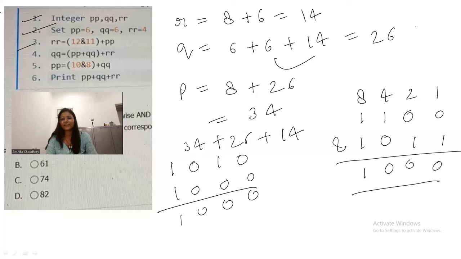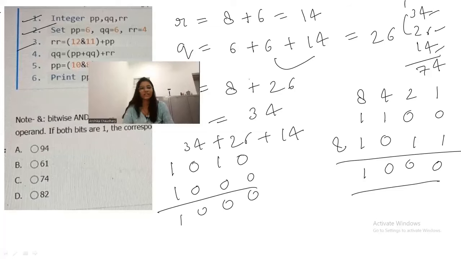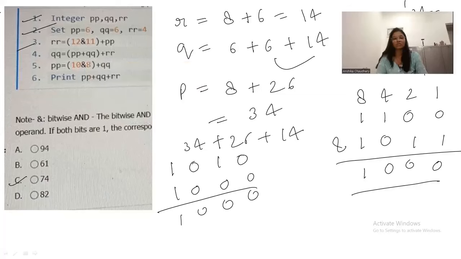So let's add them. 34, 26 and 14. 4 and 4, 8, and 6, 14. 1 carries. 3, 2, 5 and 2, 7. So 74, option number C will be the correct answer over here. So let's move on to the next question now.